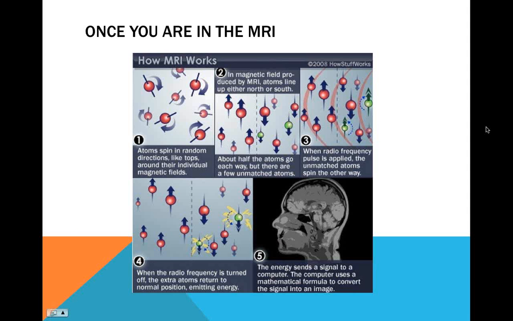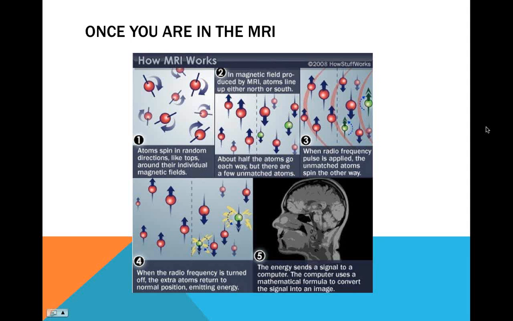So basically, once put into the magnet, the atoms start to spin in random directions like tops around their individual magnetic fields. And in the magnetic field, the atoms either will line up north or south, meaning some atoms will go towards your head, some will go towards your toes. That's about half of the atoms. But about half are unmatched and don't go in any direction in particular.